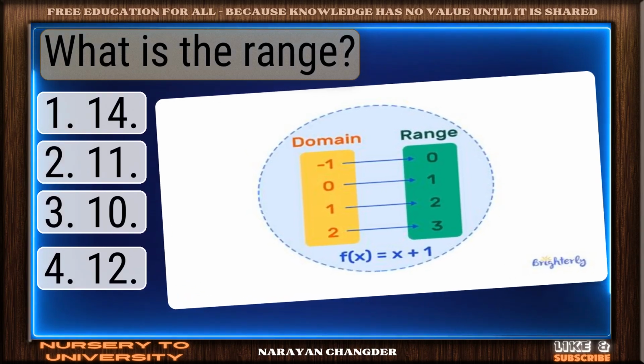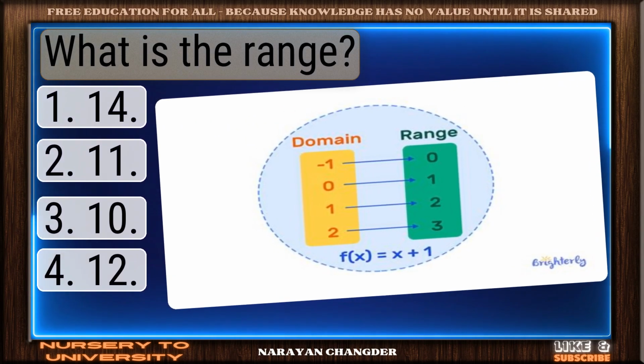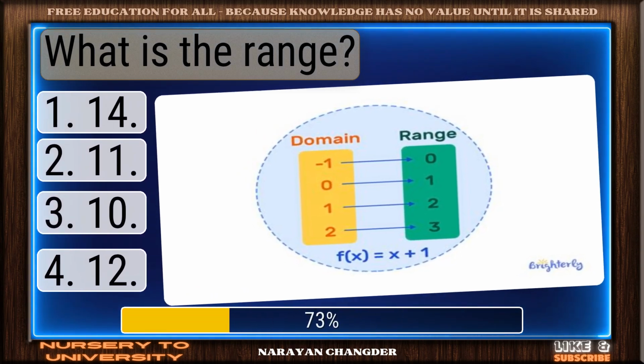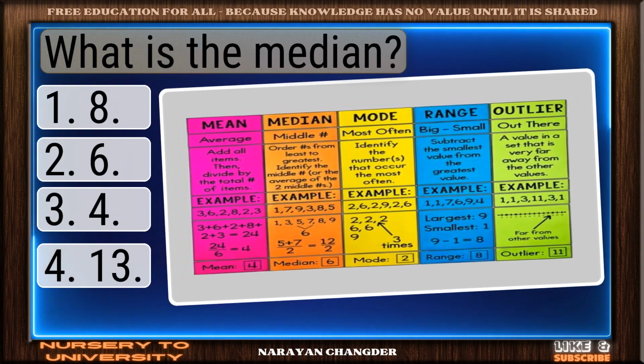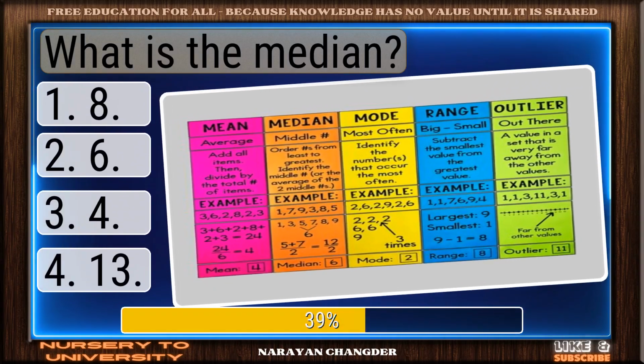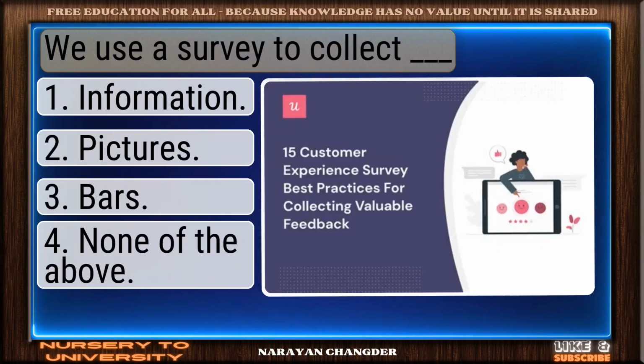Can you solve all these Class 1 Maths Chapter 9 data handling questions? What is the range? Bravo. 11 is the answer. What is the median? Good thinking. 4 is right.